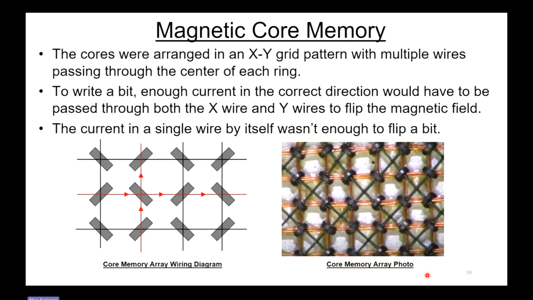The cores were arranged in an XY grid pattern with multiple wires running through the center of each ring. To write a bit, enough current in the correct direction would have to be passed through both the X wire and the Y wire to flip the magnetic field. The current in a single wire by itself wasn't enough to flip the bit.